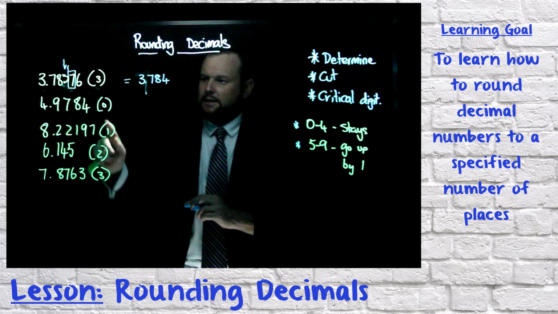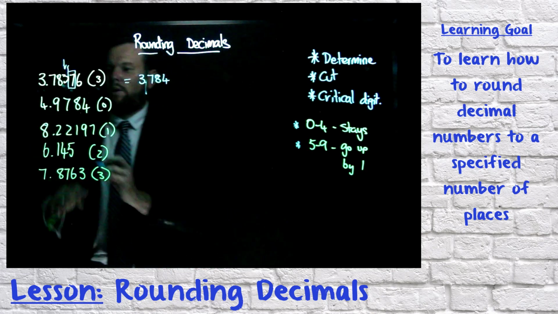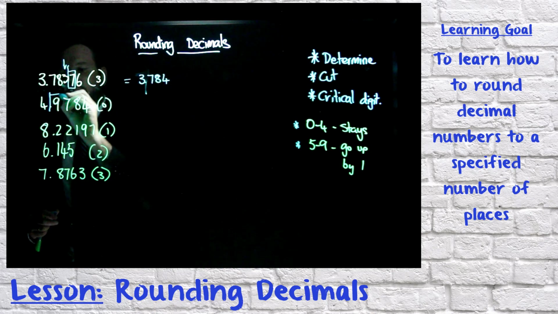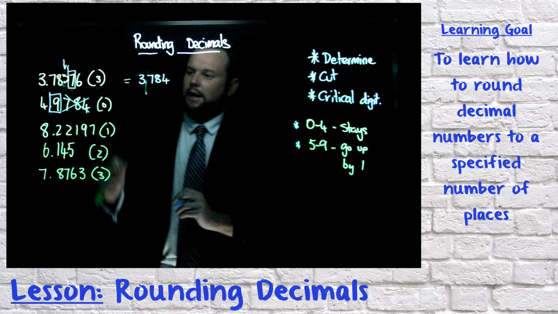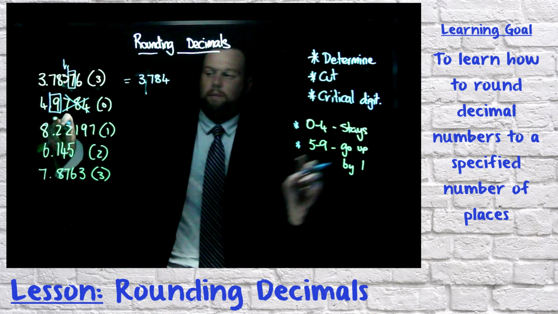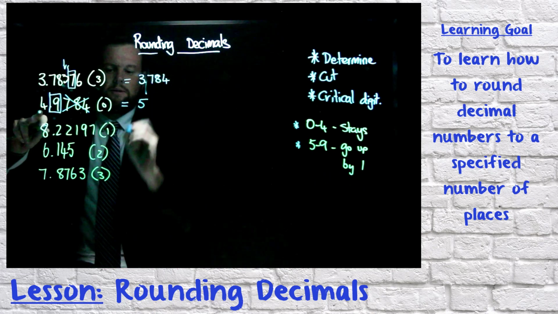Now this one's a tricky one. It says 0 decimal places. So I have to round this to 0 decimal places. So I cut my line where the decimal point is. My critical digit is the 9. These now count for nothing. Okay, they don't matter at all. We just look at the 9, and the 9 says we go up by 1. So once again, the number on the left goes up to 5.